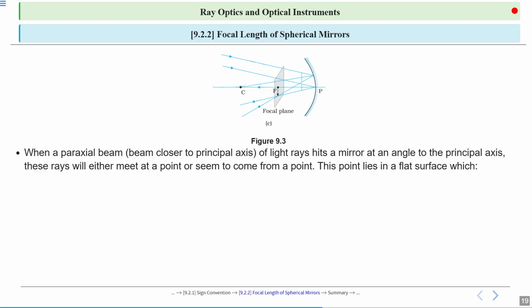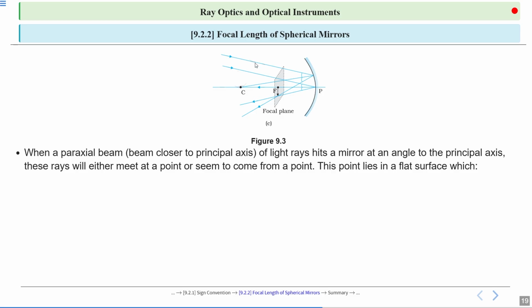We are not taking into account the marginal rays or marginal beam. Okay, so when a paraxial beam, closer to the principal axis, of light rays hits a mirror at an angle, you can see in the diagram, this is a parallel beam, but it is not parallel to the principal axis. It is at some angle to the principal axis.